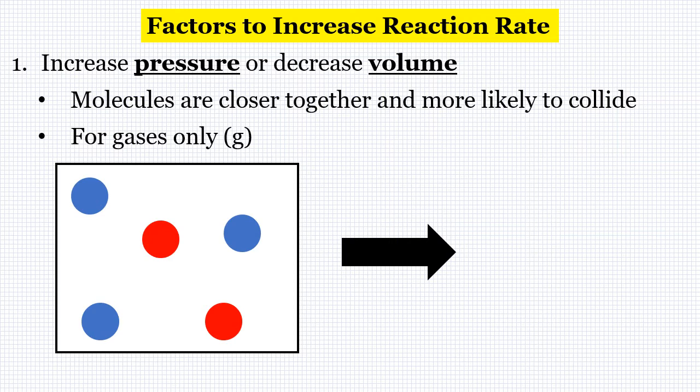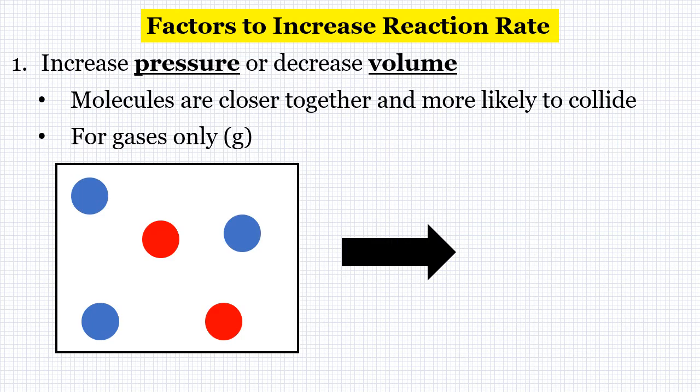All right, there are 5 factors we're going to look at to increase the reaction rate. The first one is increasing the pressure or decreasing the volume. Molecules are closer together and more likely to combine when you increase the pressure by decreasing the volume. This applies to gases only.